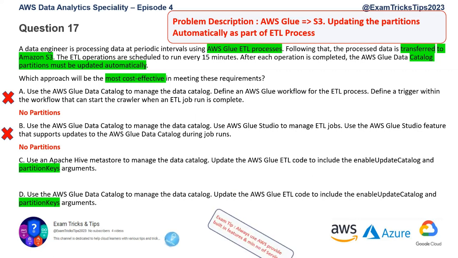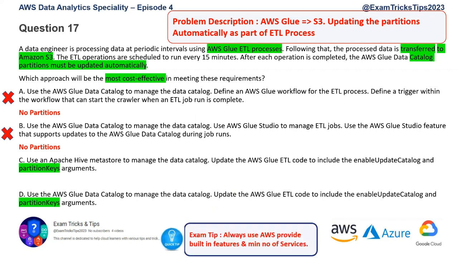Now, another exam tip for you. In any question, you should always use AWS provided built-in features, and you should keep the number of services to a minimum. Now we are already using the Glue ETL process. So if there is a feature available that Glue itself is providing, you should use that. There is no need to introduce another service and increase the cost, because there's always that requirement of the most cost effective way to solve this problem.